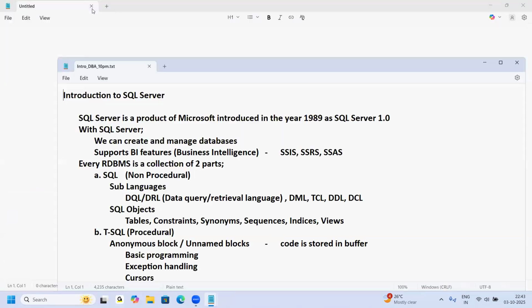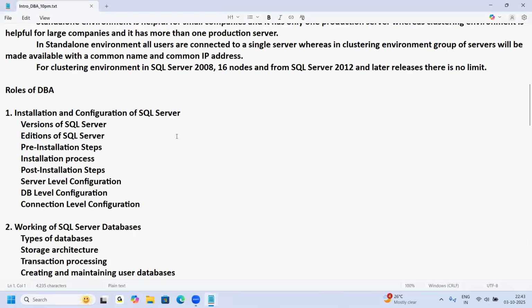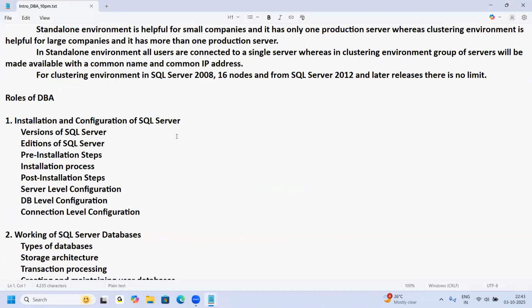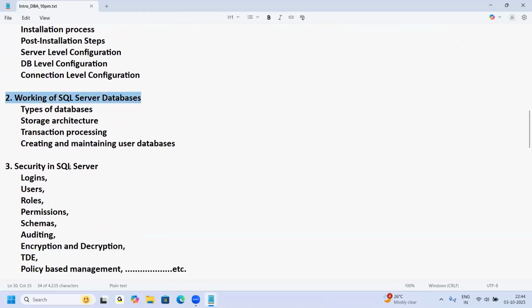You can see here I mentioned roles and responsibilities of DBA. Installation and configuration of SQL Server. DBA will be aware of it. Developer will not have knowledge of that, but DBA should know this. Then SQL Server databases. This module itself will take around 15 to 20 days.